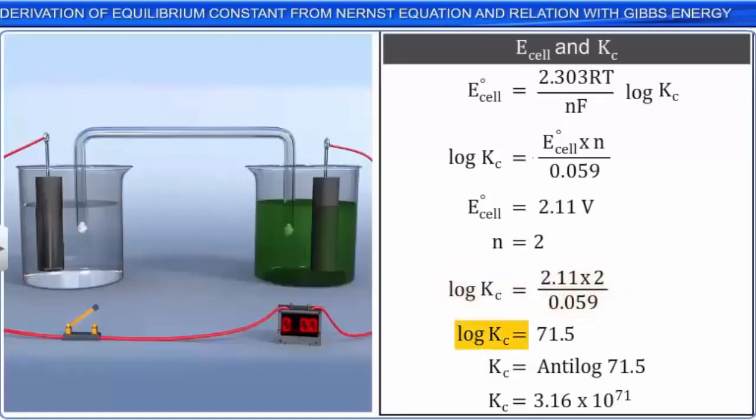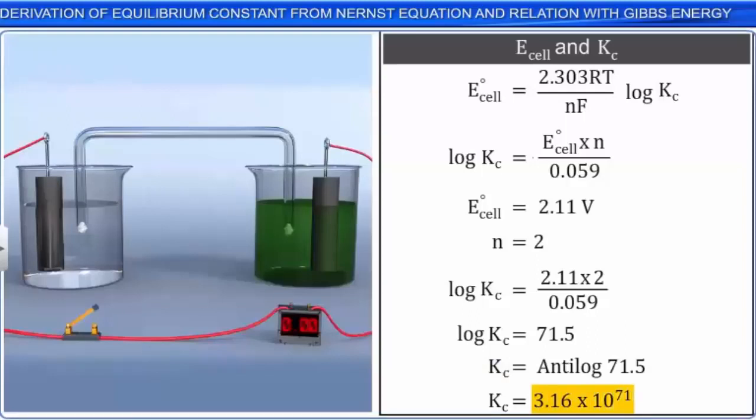To find Kc, you can take the inverse log or the exponential function of both the sides. This gives us a value of 3.16 into 10 to the power 71 for Kc, an extremely large number.